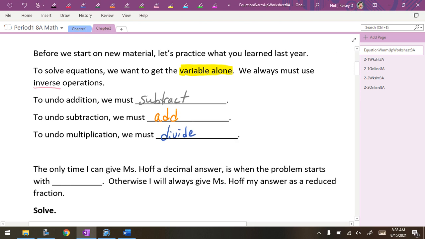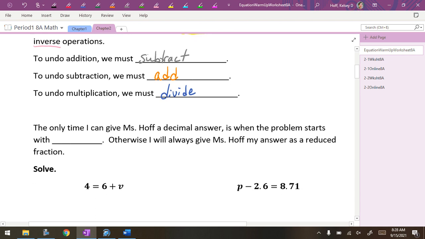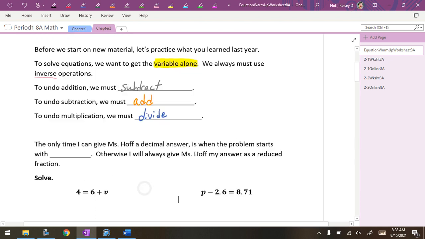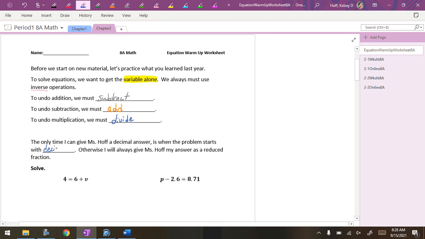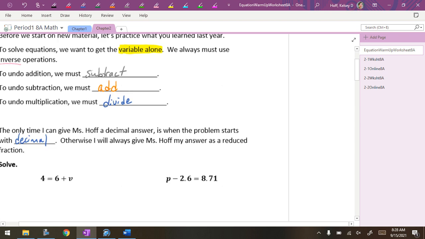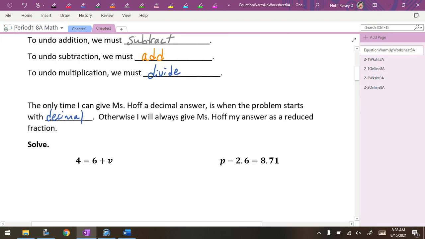The only time I can give Miss Hoff a decimal answer is when the problem starts with a decimal. Otherwise, we will always work with reduced fractions. If you start with whole numbers or fractions, you should not give me a decimal answer. It doesn't mean you're wrong. It just means leave your answer as a fraction.